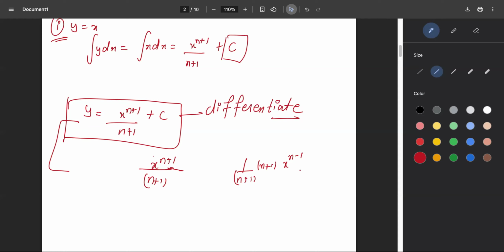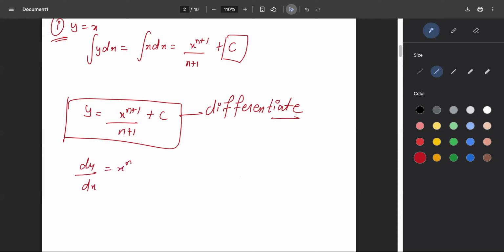Basically I made a mistake. The answer should be x to the power n. Here the power was n plus 1, so this will come out as n plus 1 minus 1, and the terms cancel. What you have got is x to the power n. The c was there, and this is a constant. Differentiation of a constant comes out as 0. Understood? So the answer should be x to the power n.